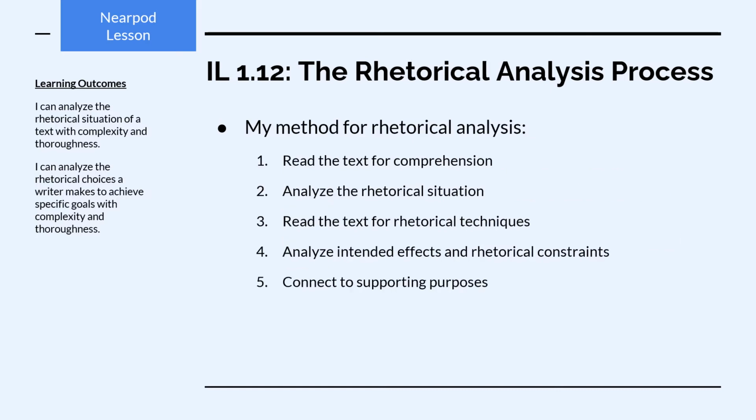My method for rhetorical analysis has 5 steps. Step 1, read the text for comprehension. Step 2, analyze the rhetorical situation. Step 3, read the text for rhetorical techniques. Step 4, analyze the intended effects and rhetorical constraints behind those techniques. And finally, Step 5, connect to supporting purposes.